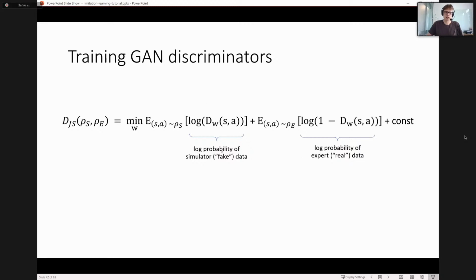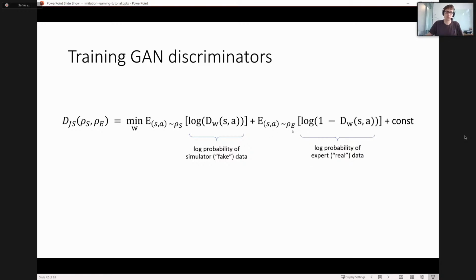We can think of the problem of training a GAN discriminator as a classification problem between the fake data and the real data. So this corresponds to training a classifier to distinguish the fake data and the real data. This is the log probability of the fake data. We're sampling here from the simulator, which is the analogy of the fake data in adversarial imitation learning. And this is the 1 minus probability that it's fake, so it's the log probability that the data is real, and we're sampling from the expert data here.